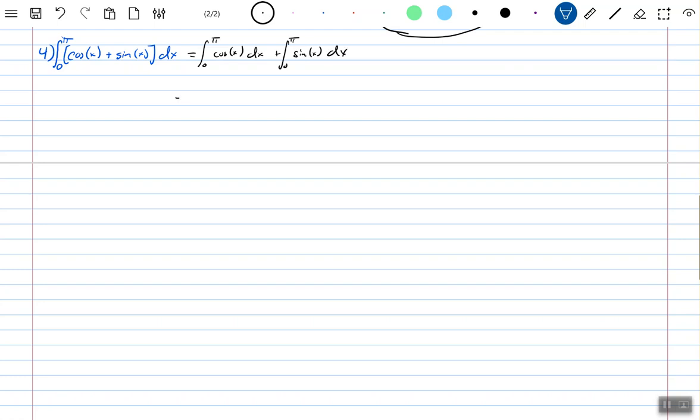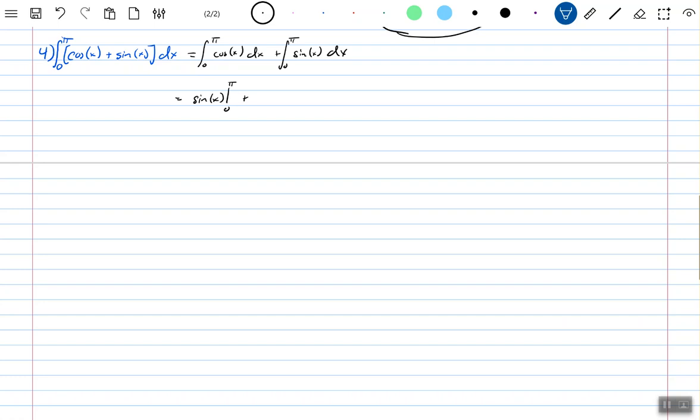Now to integrate cosine of x from 0 to pi, you got to be careful here. The derivative of cosine is negative sine, but the integral of cosine is just sine of x from 0 to pi. Got to be careful here. Remember the operation you're doing. The integral of cosine goes to sine, and the derivative of cosine goes to negative sine. So you got to be careful if you're taking the derivative or the integral. Got to make sure you don't make that mistake.